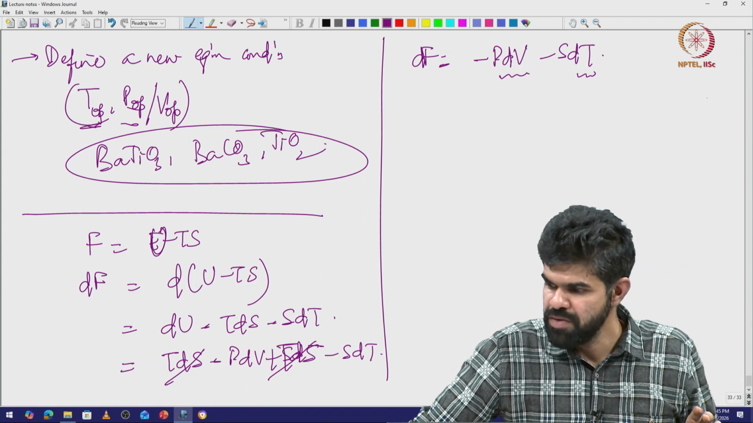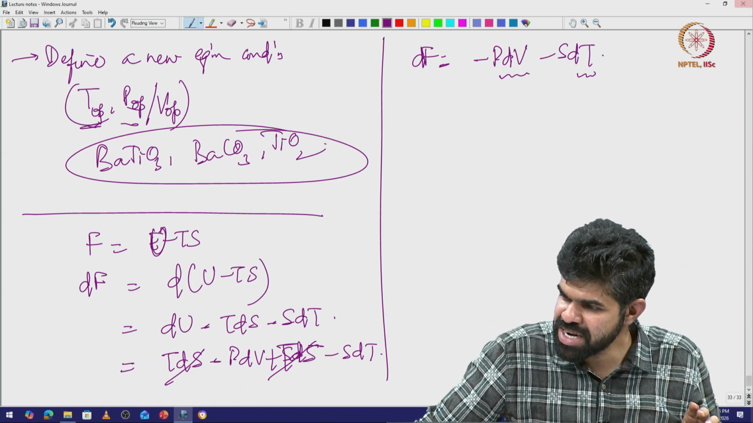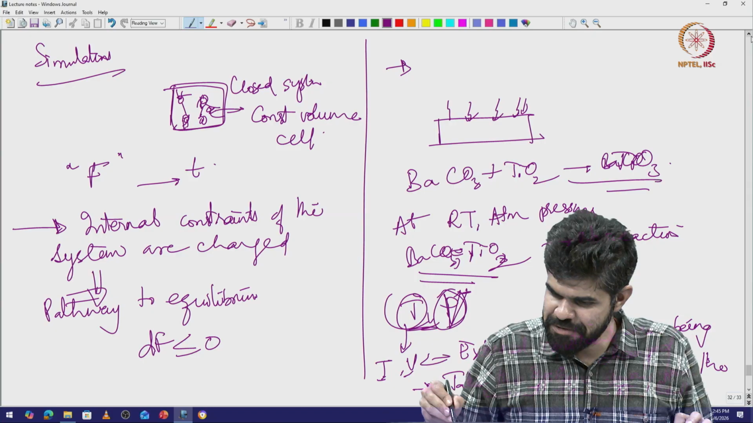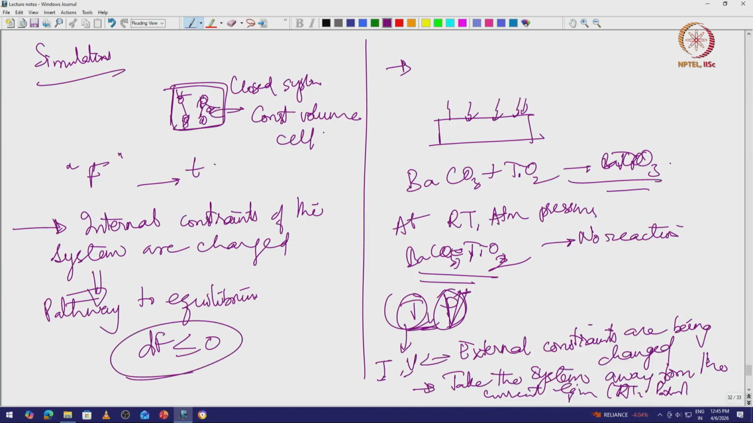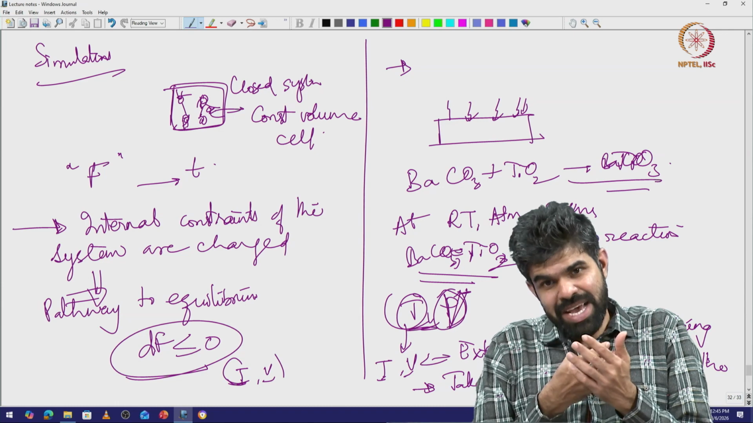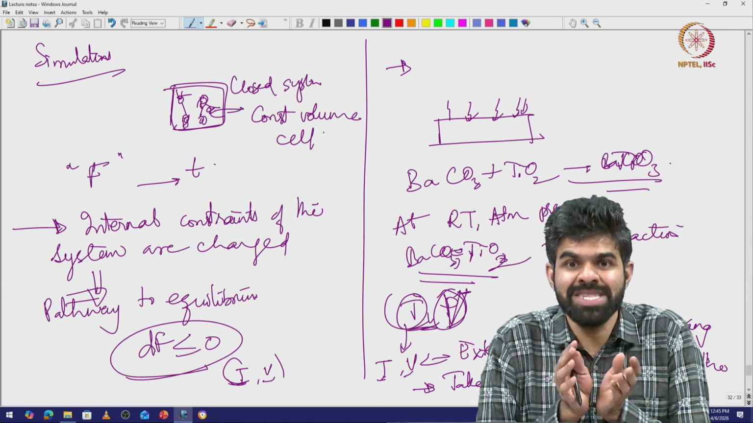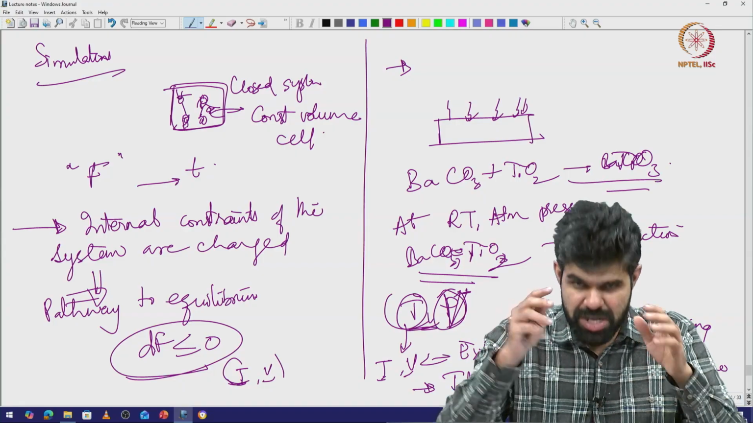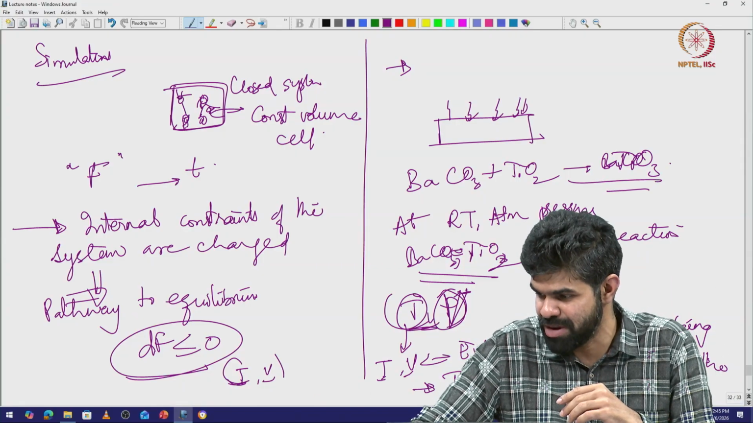Earlier, when I was looking at the internal constraints, I said you have to calculate F, where df less than or equal to 0 determines my equilibrium. But this is if I only change the internal constraints; temperature is not being changed, volume is not being changed. So the external constraints are fixed, only internal constraints change. The molecules can react with each other, those are the internal constraints. Then df less than or equal to 0 determines the pathway towards a spontaneous reaction and its corresponding equilibrium.